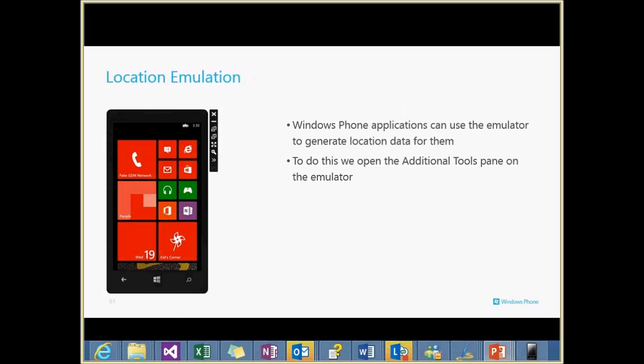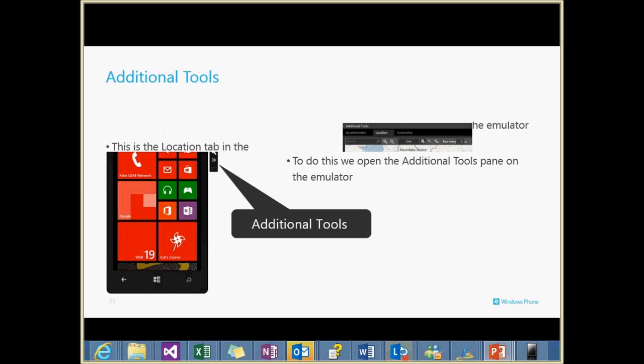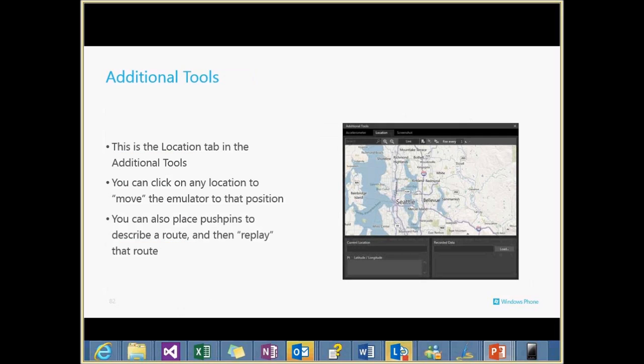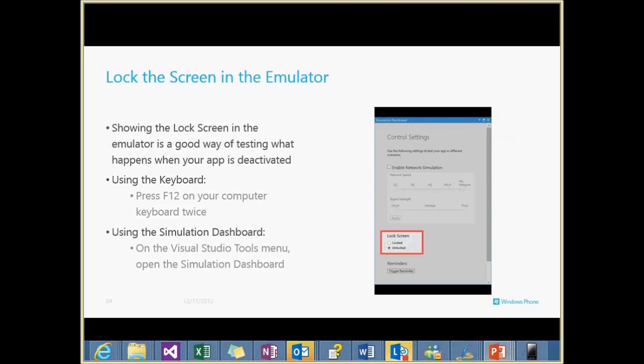There's also location emulation. Windows Phone applications can use the emulator to generate location data. You just press the additional tools, and then you'll get this new window where you can click on any location to move the emulator to that position. You can also place push pins to describe a route and then replay that route to you for future coding.